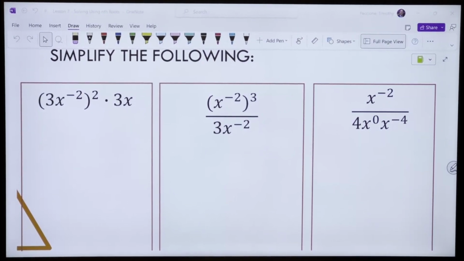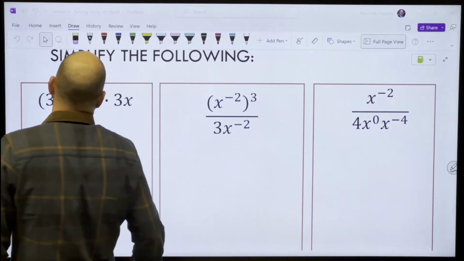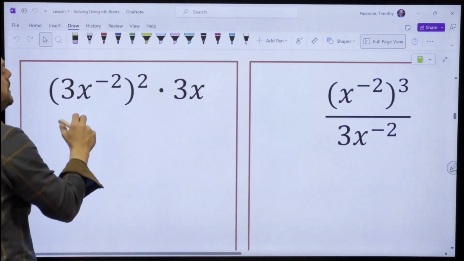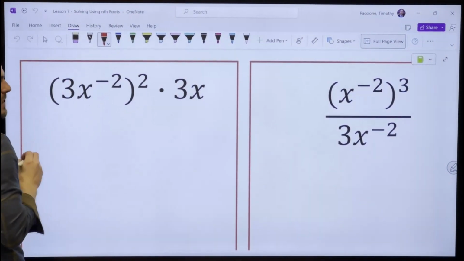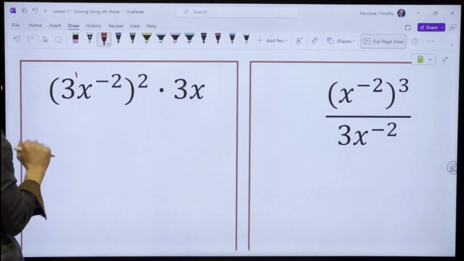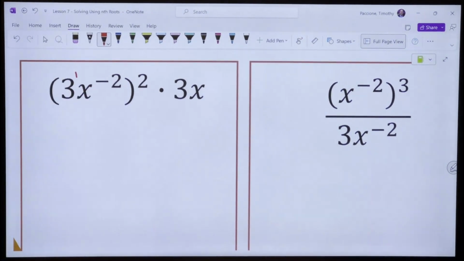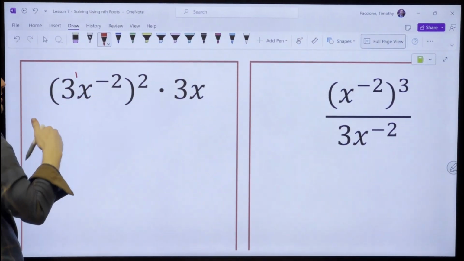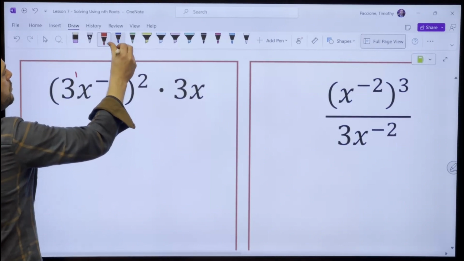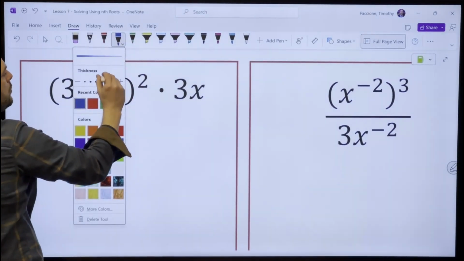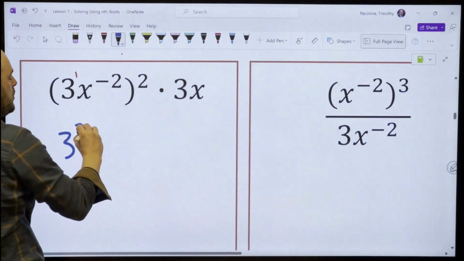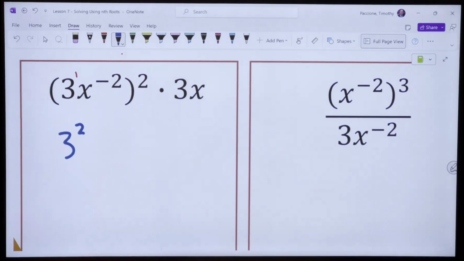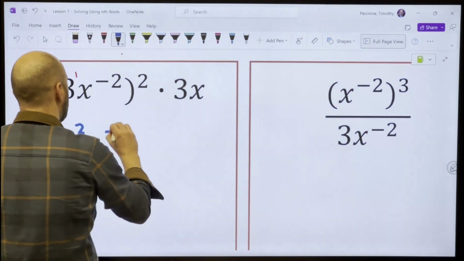All right, so first one. Well, I see parentheses to a power, right? Everything in the parentheses gets raised to that power, right? I got 3 to the 1, I got x to the negative 2, it's all being raised to the 2, right? So you can just think of it as 3 to the 2, or 3 to the 1 to the 2, which is still just 3 to the 2. Right? So I got 3 to the 2, and then x to the negative 2 to the 2. Negative 2 times 2 is? Negative 4. So x to the negative 4.